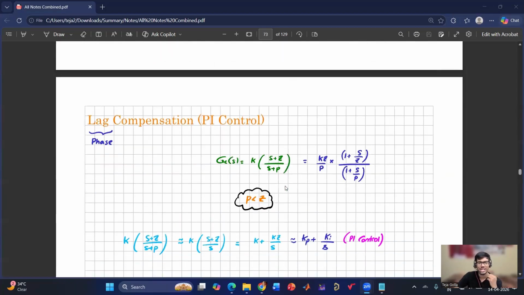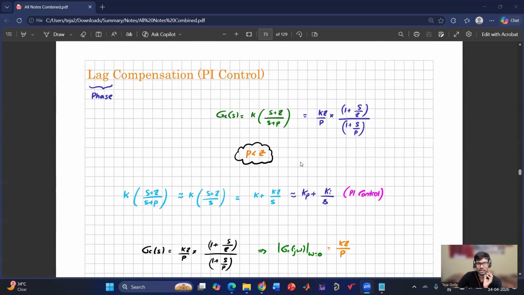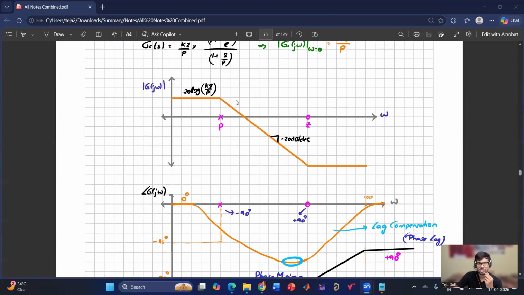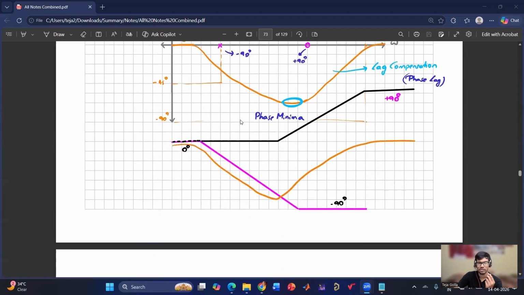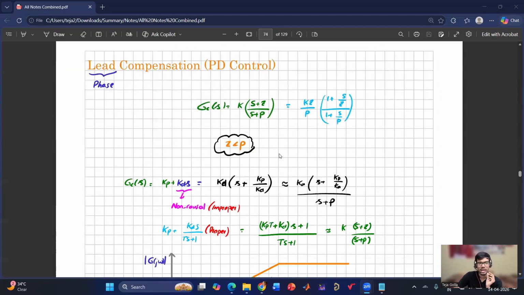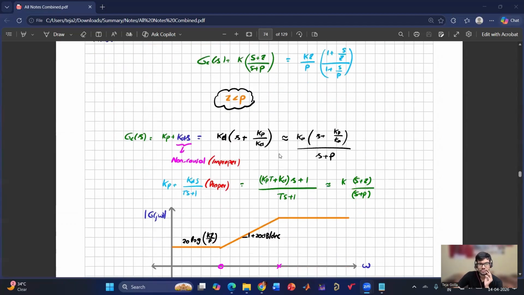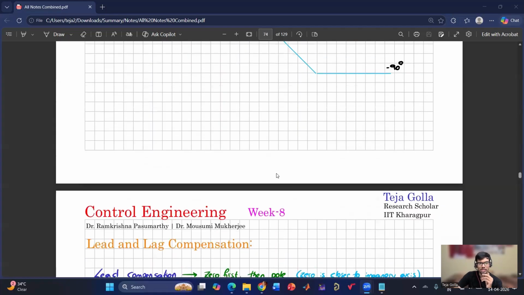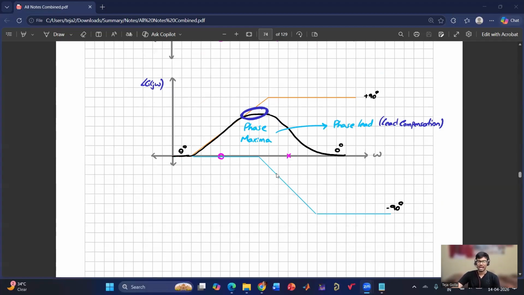Then we have understood what lag compensation is, which is similar to PI, not exactly PI, because PI will have a pole at the origin, but here we have a non-zero pole. We have learned the lag compensation Bode plot and what impact it has. It will give phase lag, so that's why it is delaying the phase. And we have also discussed lead compensation, which is like PD control, but not exactly PD control. We have seen where it is needed; it will provide phase boost. So this is all. In this week we have not actually designed the controller, but we have understood what lag compensation and lead compensation are, but not in detail of designing.